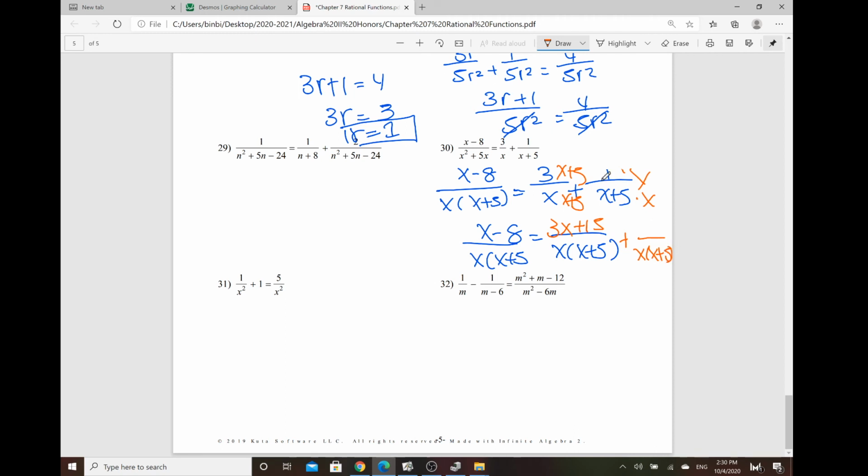Least common denominator, so 1 times x, which is x. And then basically the rest of this, we just want to put them together. So it's x minus 8 all over x times the quantity x plus 5. So that equals 3x plus x, which is 4x plus 15, all over x times x plus 5. Same denominator, we can cancel them out. So we got x minus 8 equals 4x plus 15.